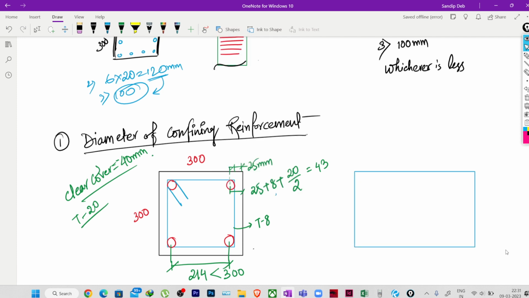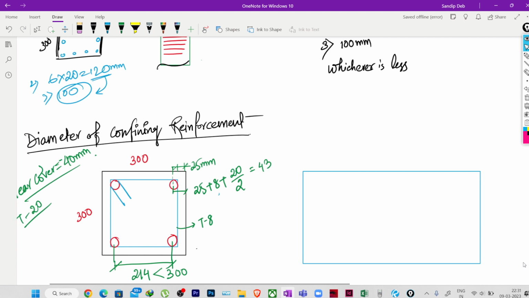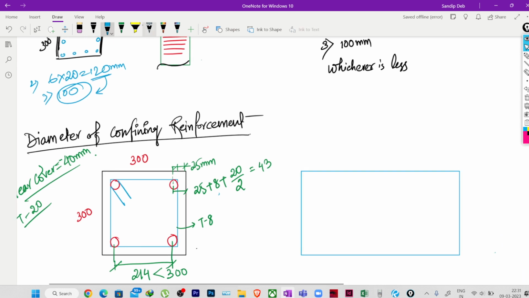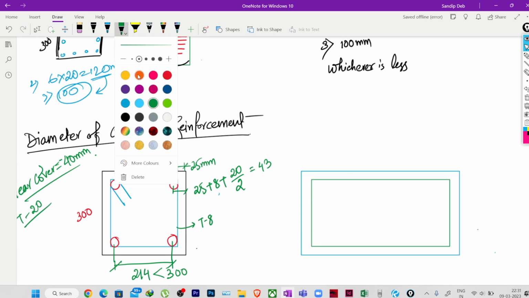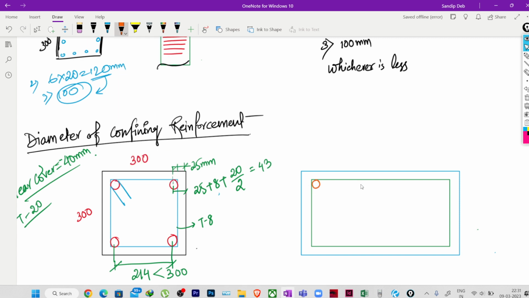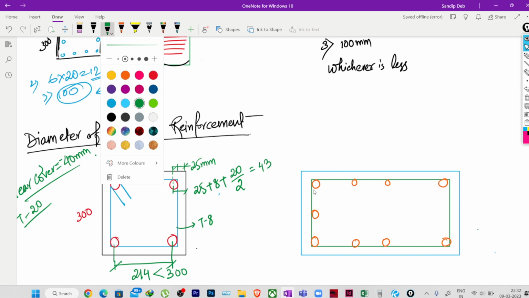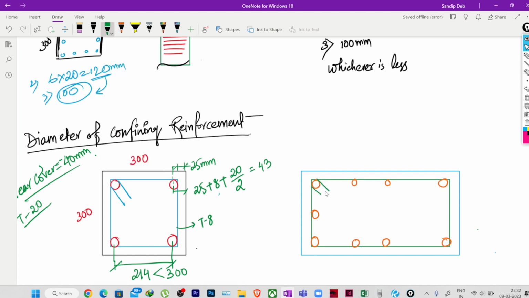But when your column dimension is something like this, and you have provided stirrup, fine, you have provided stirrup, and in between we have provided, suppose, bars like this. In between, suppose we have provided bars like this. Okay, so this is our main link, the rectangular link.